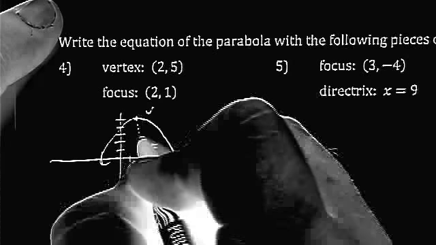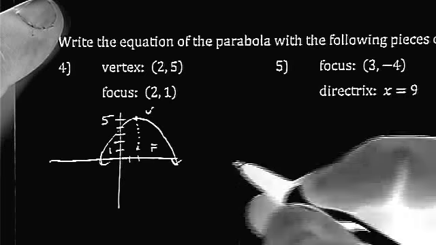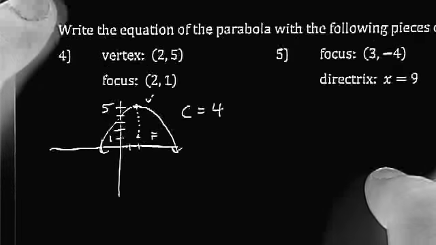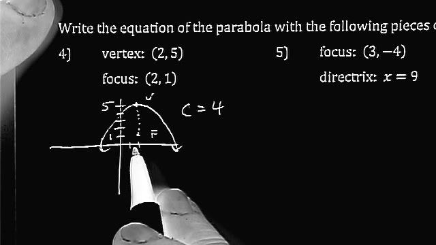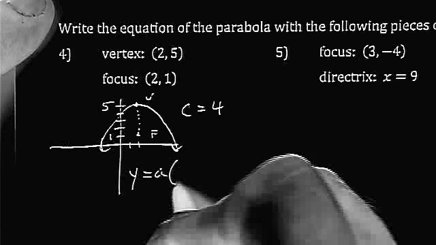This distance from positive 5 down to 1, that's 4 units, right? So C is equal to 4. This is going to help me find the value of A in my equation. We already know what a down opening parabola looks like. It looks something like this.